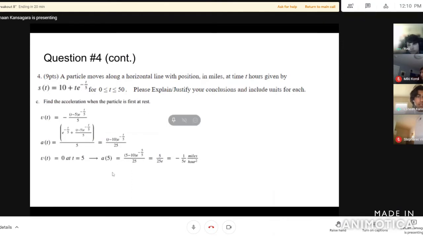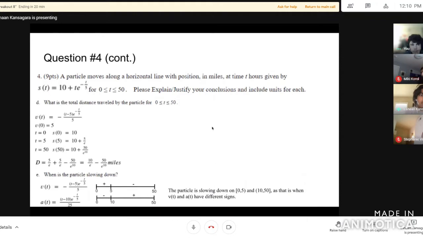For question C, this was asking when the particle was first at rest. And so I used the velocity function to find the acceleration function. And then from there, I found when the velocity was 0, and that was at t equals 5. And then I was able to plug that in and find when the particle was first at rest.